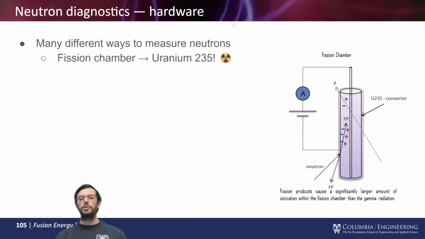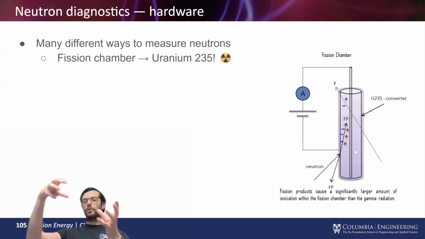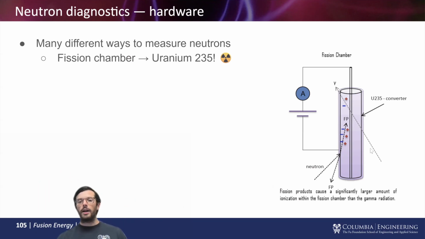So one way we can do that is usually you do that to collect the energy that is produced by fission. But in this case, we have a cylinder. I think they're about a foot long, and you have it somewhere near your tokamak, and your neutron flies in. So in this case, your neutron flies in, and the cylinder is lined on the inside with this layer of uranium-235.